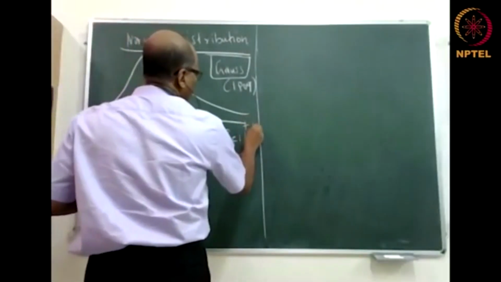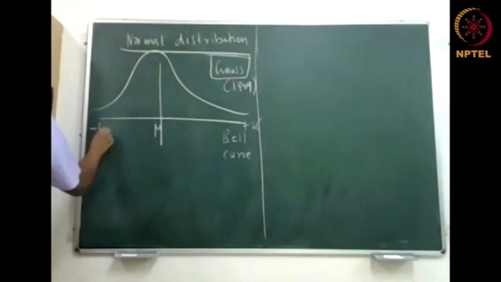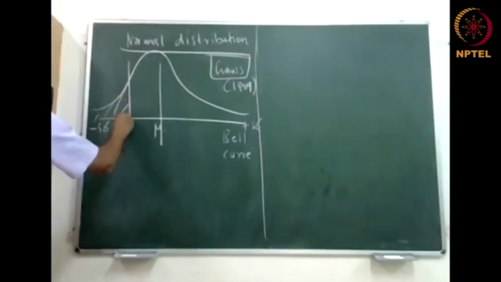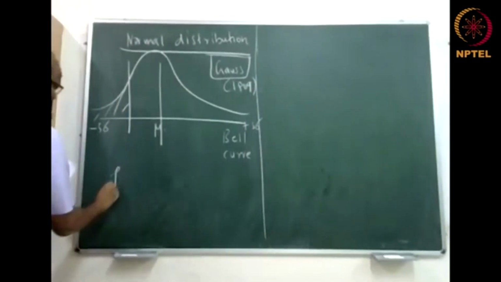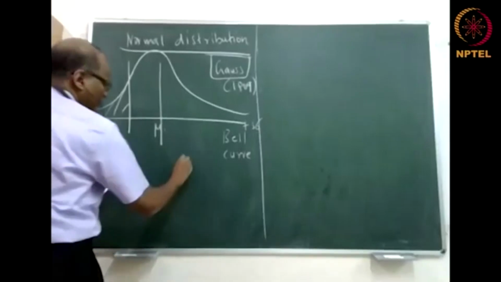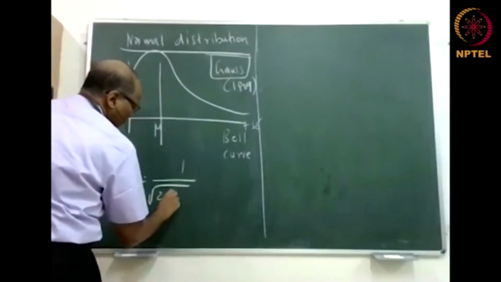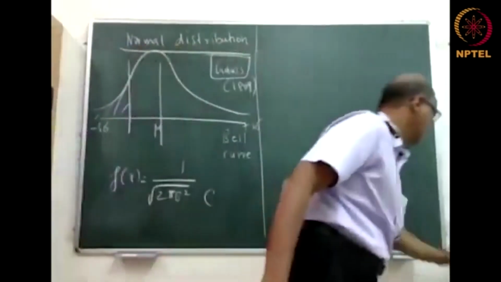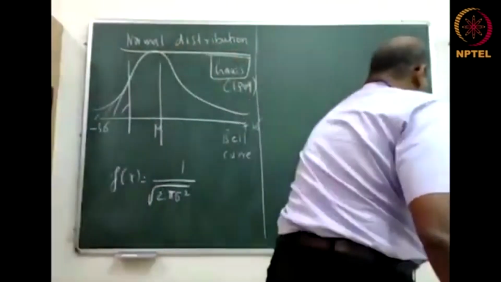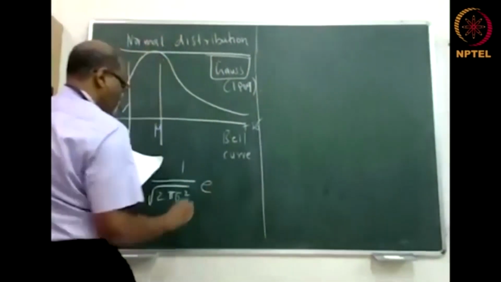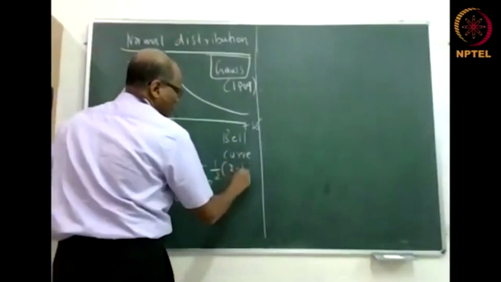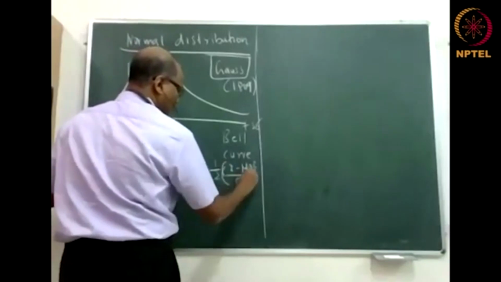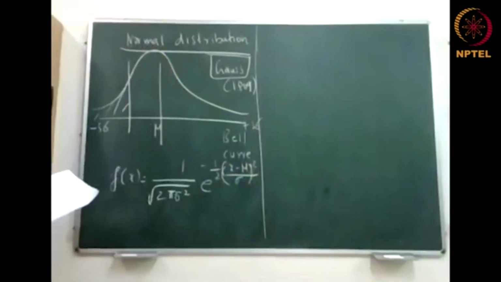Then plus 3 sigma, minus 3 sigma. Okay. So this is the f of x function, which is basically 1 by 2 root pi sigma square e to the power of minus half (x minus mu) whole square by sigma square. Okay, what is equation number 16?